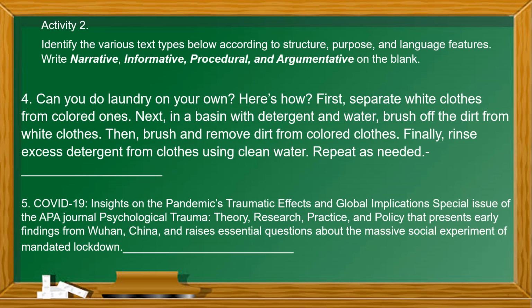Number 4. Can you do laundry on your own? Here's how. First, separate white clothes from colored ones. Next, in a basin with detergent and water, brush off the dirt from white clothes. Then, brush and remove dirt from colored clothes. Finally, rinse excess detergent from clothes using clean water. Repeat as needed.